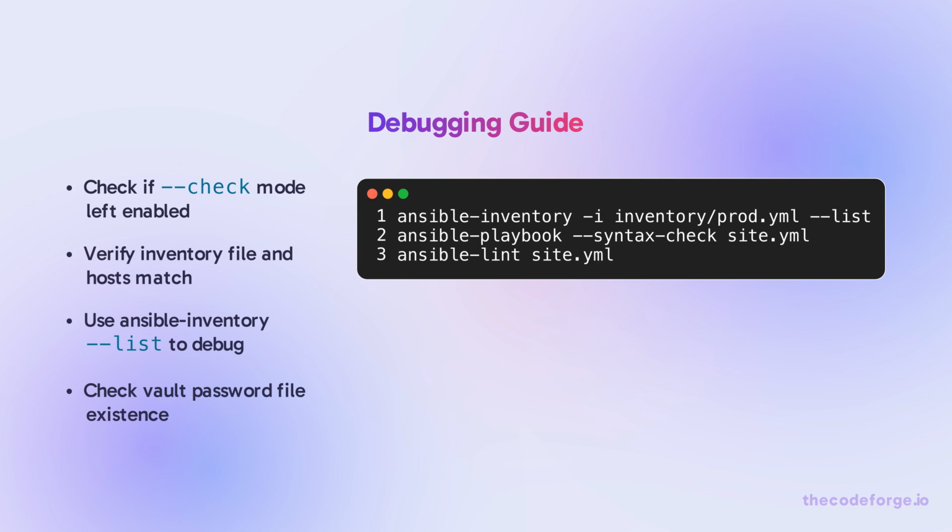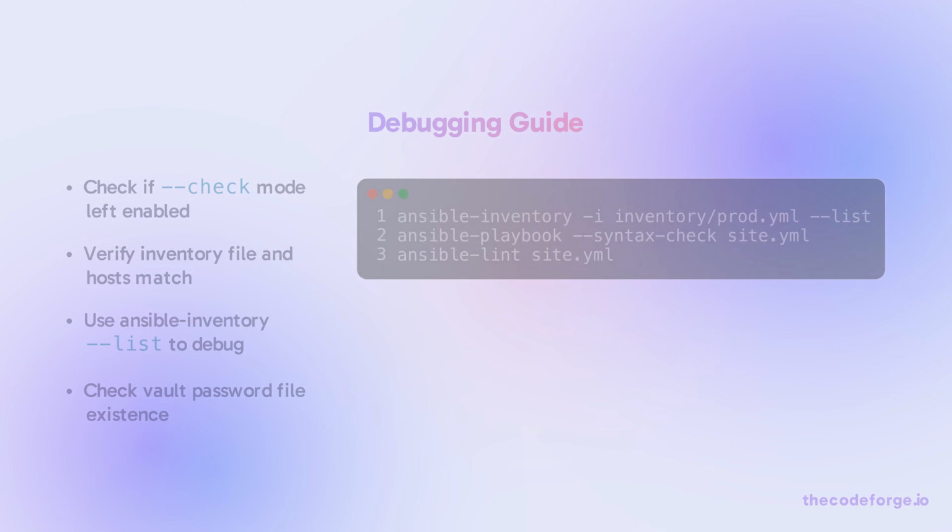To debug common issues, first check if check mode was accidentally left enabled. Verify the inventory file is correct and hosts match the limit. Use ansible-inventory --list to debug. Also ensure the vault password file exists.